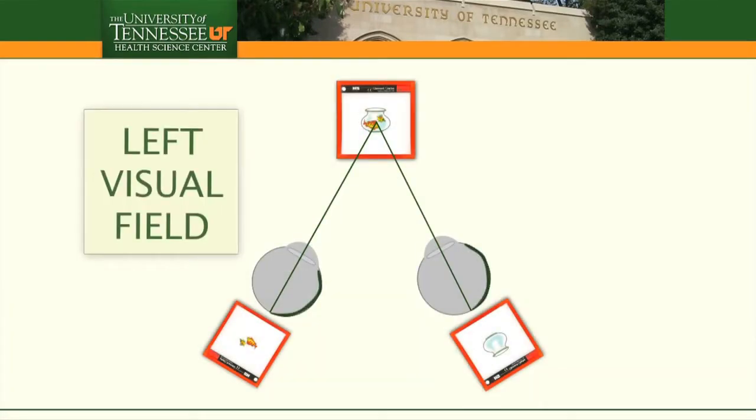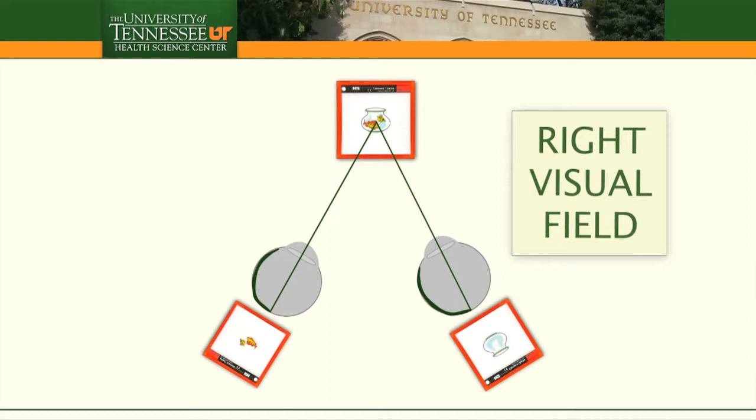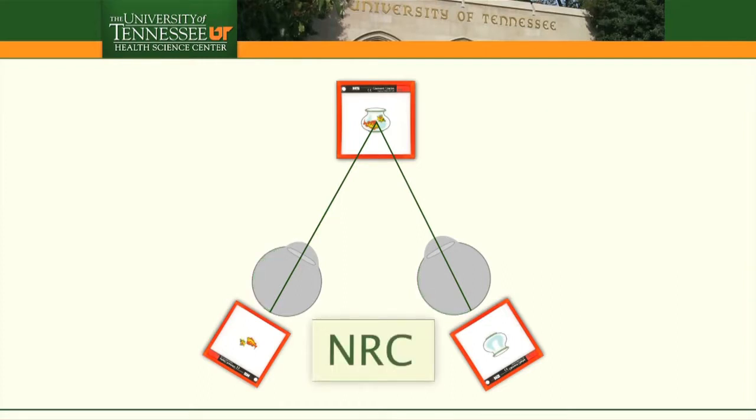The left visual field stimulates nasal retina in the left eye and temporal retina in the right eye. The right visual field stimulates temporal retina in the left eye and nasal retina in the right eye. This is known as normal retinal correspondence.